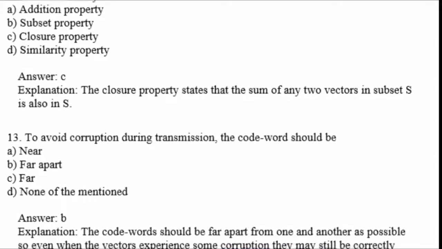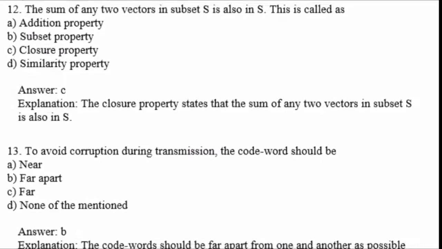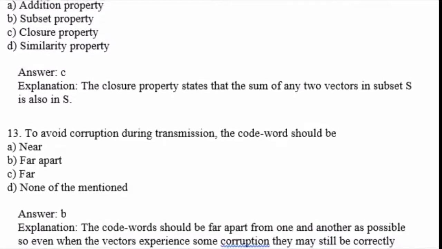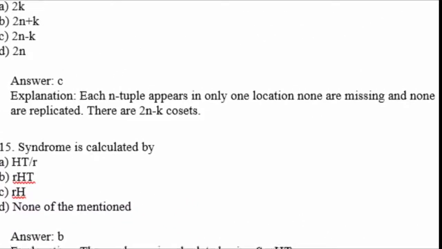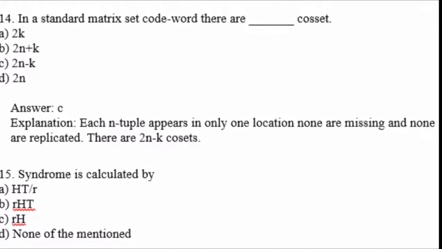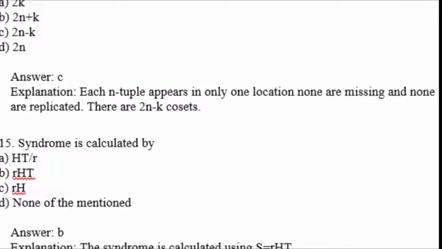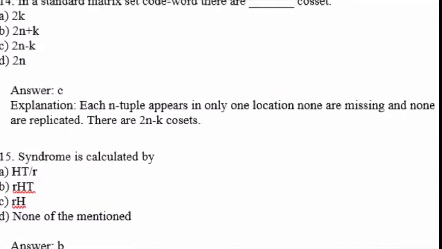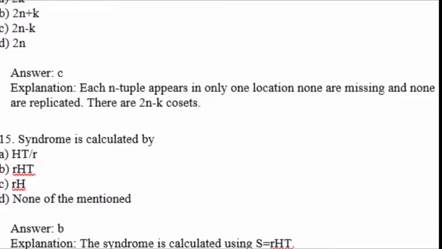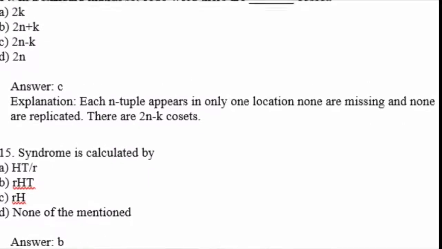So இப்போ பார்த்தீங்கன்னா corruption ஆனாலும் during the transmission side, இப்போ பார்த்தீங்கன்னா receiver sideல that is going to be decoded correctly. Next question, in a standard matrix set code word there are dash coset 2^(n-k). Answer is C. So each n tuple appears in only one location, none are missing and none are replicated. So there are 2^(n-k) cosets.